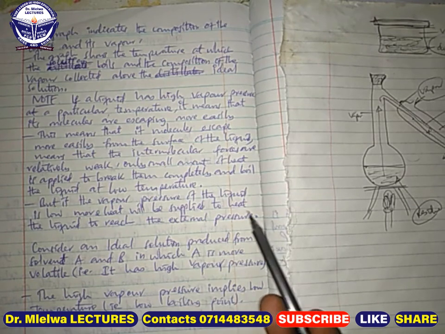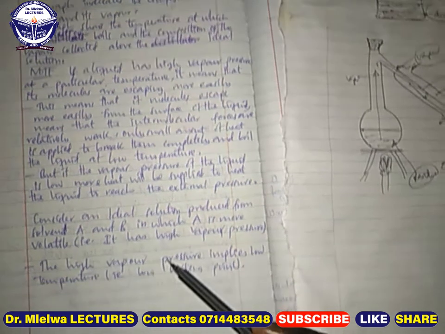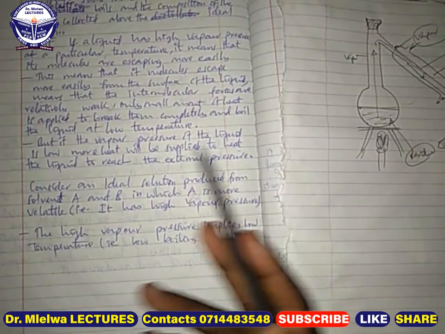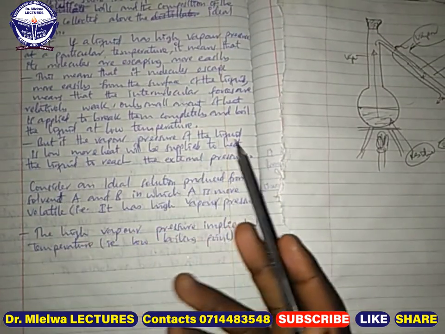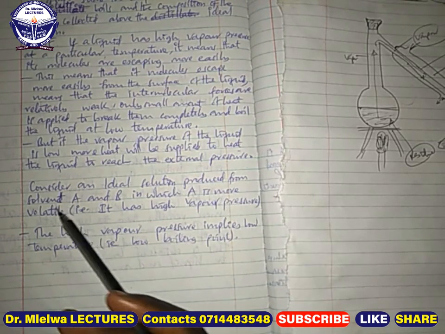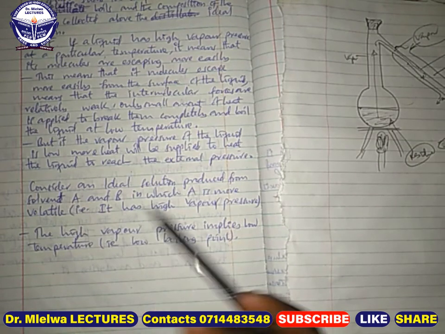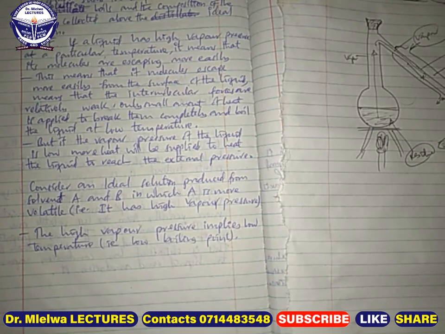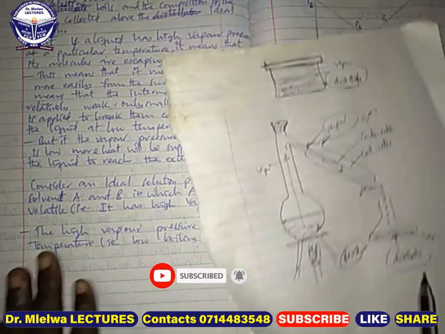But if the vapor pressure of the liquid is low, more heat will be supplied to heat the liquid to reach the external pressure. Now consider an ideal solution produced from solvents A and B, in which A is more volatile such that it has higher vapor pressure compared to B. The high vapor pressure implies low temperature, or low boiling point.